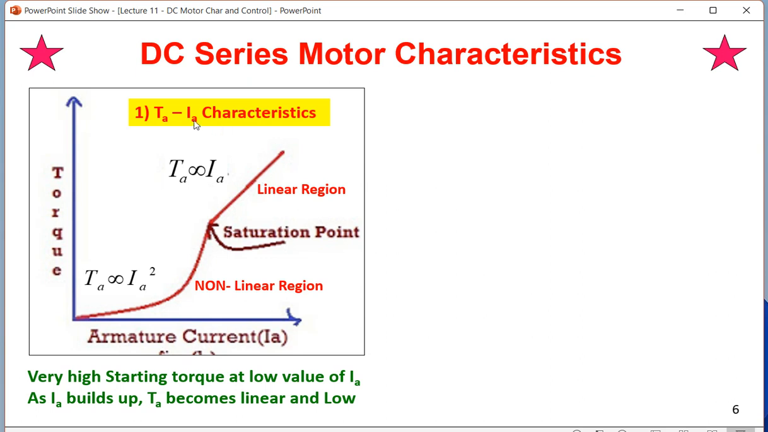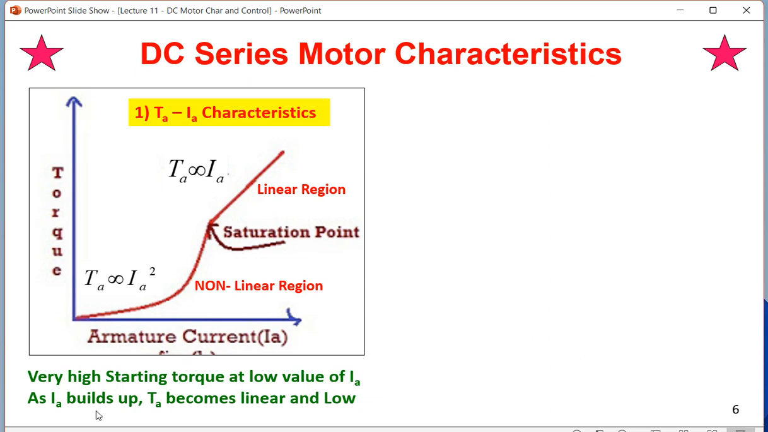So this whole characteristic of TA versus IA in case of DC series motor is divided into two parts. Before the saturation point, it is a square graph, with very high starting torque. After this saturation point, it is a linear region. It is a linear increment of armature torque with linear increment in armature current. So very high starting torque at the low IA is the characteristic of DC series motor.